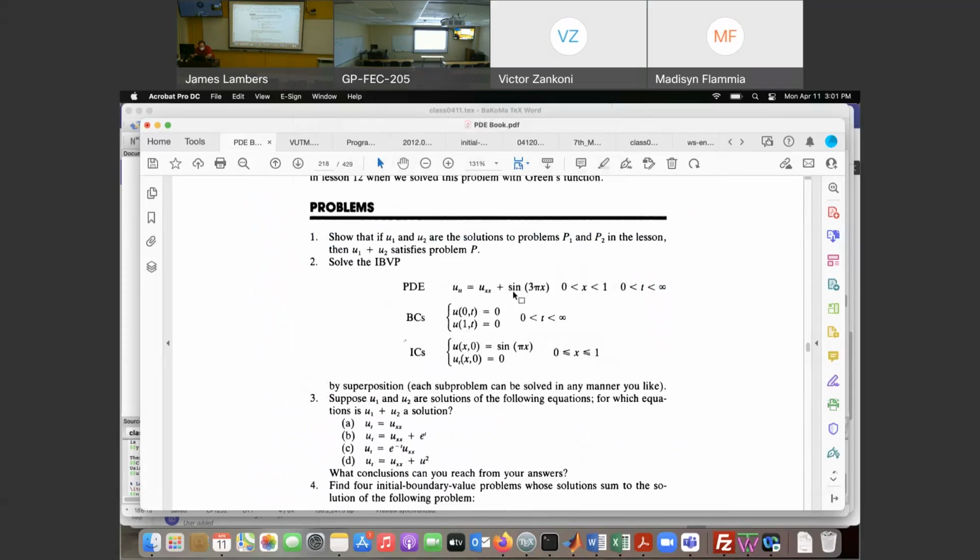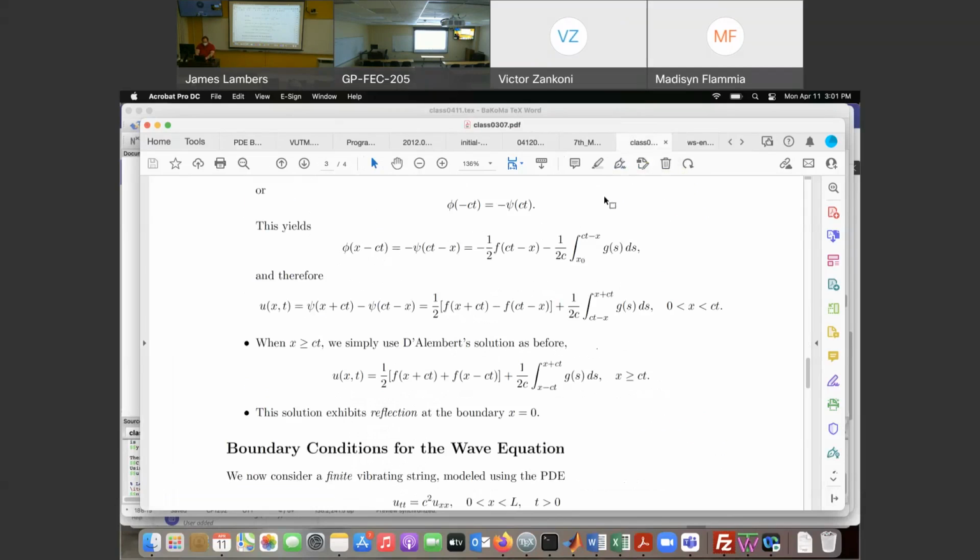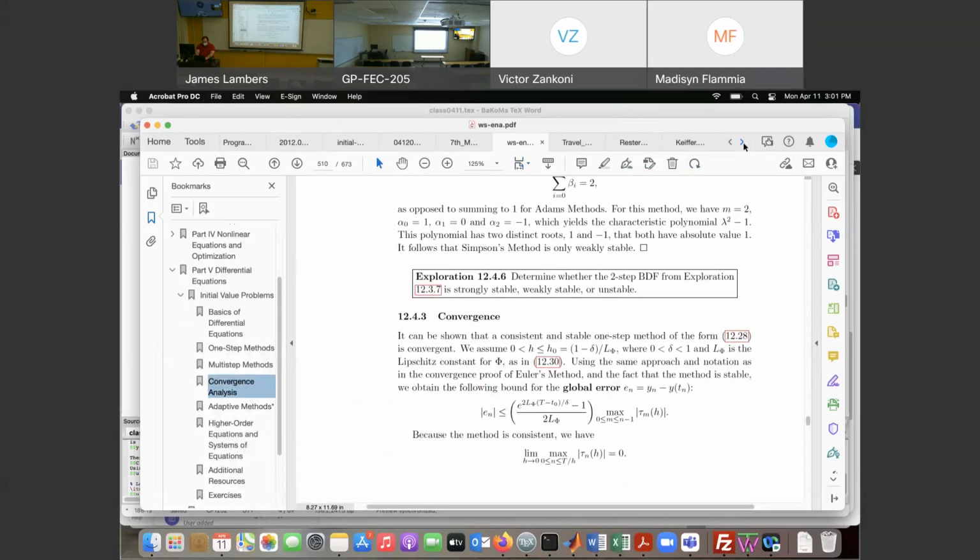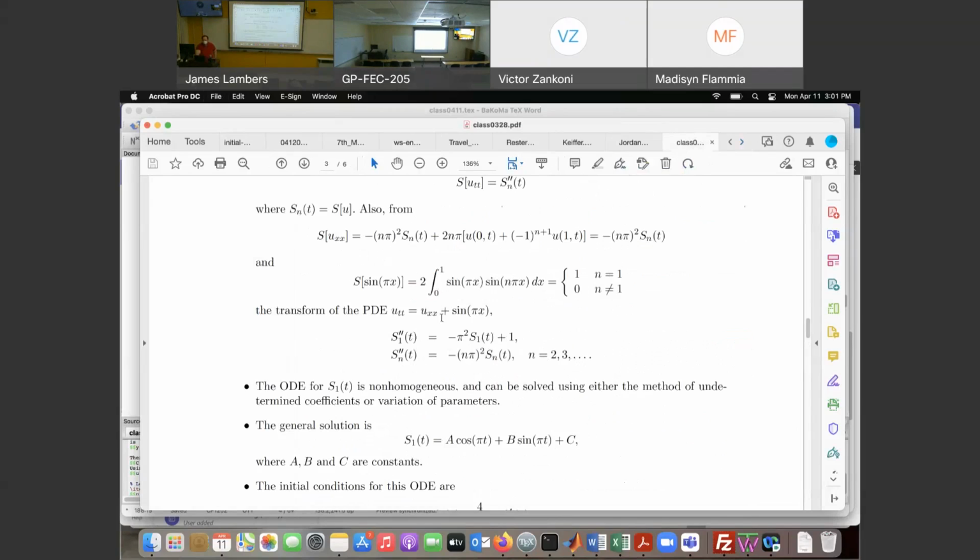So what will happen here is your ODE will be very similar to what I'm showing you in the notes, and in one of these ODEs, you'll have a +1, because your source term is plus sine, I think it's 3 pi x or something. Okay. So now, how do you solve these?